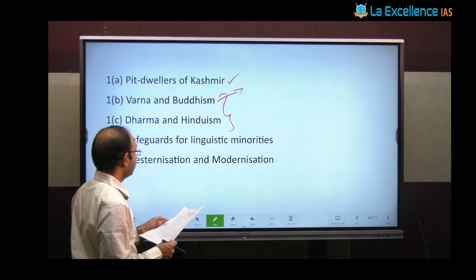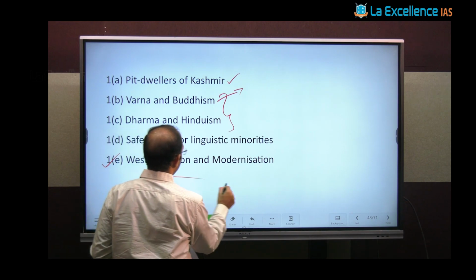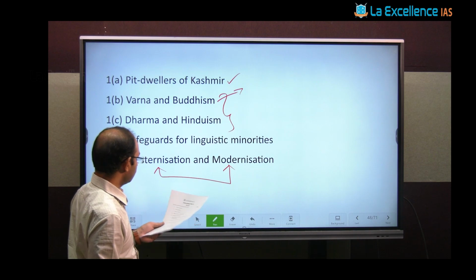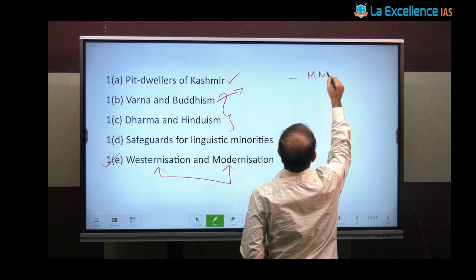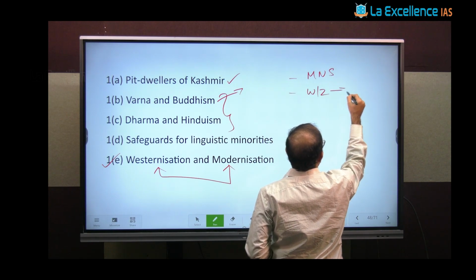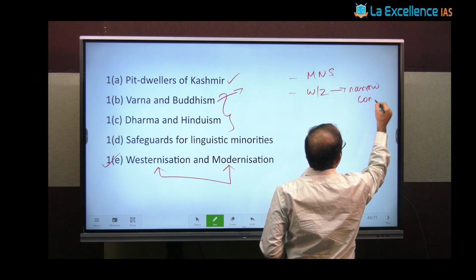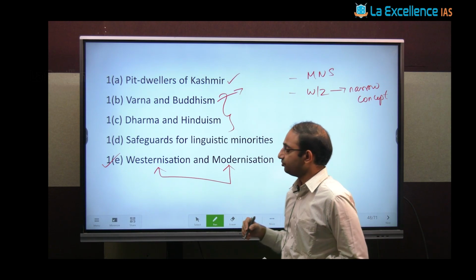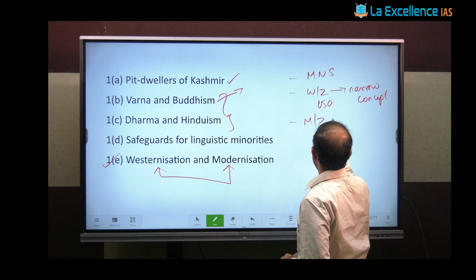This is a question directly from the syllabus. Then Westernization and modernization. This is a question that I have already asked in my mock test. So very clearly define what is Westernization, how M.N. Srinivas defined Westernization, and that Westernization is a narrow concept. It refers only to 150 years of British rule, but modernization is a broader concept.